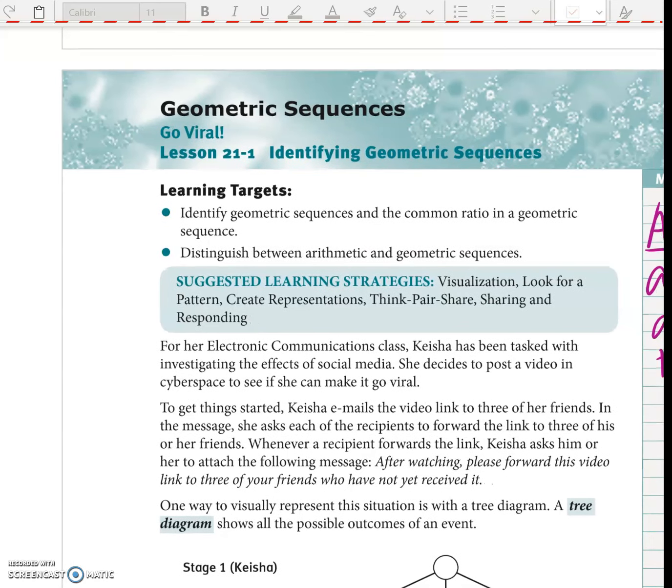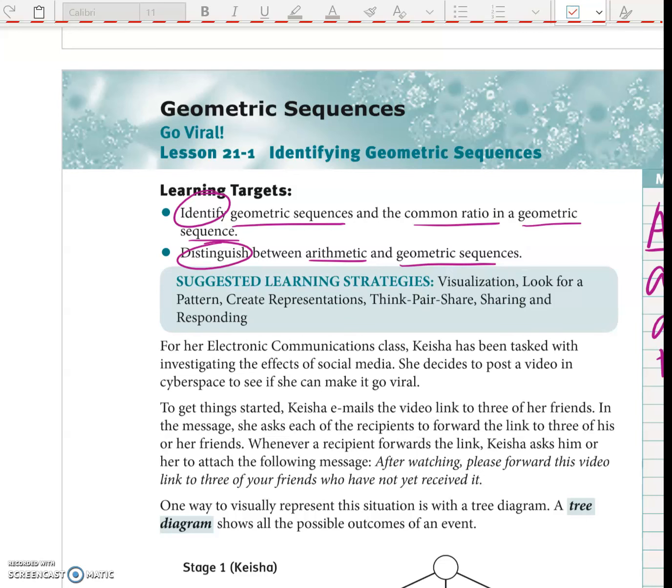Alright, this is activity 21 of our geometric sequences. In this section, you're going to identify exactly what a geometric sequence is and the common ratio for a geometric sequence, and then distinguish the difference between arithmetic and geometric.